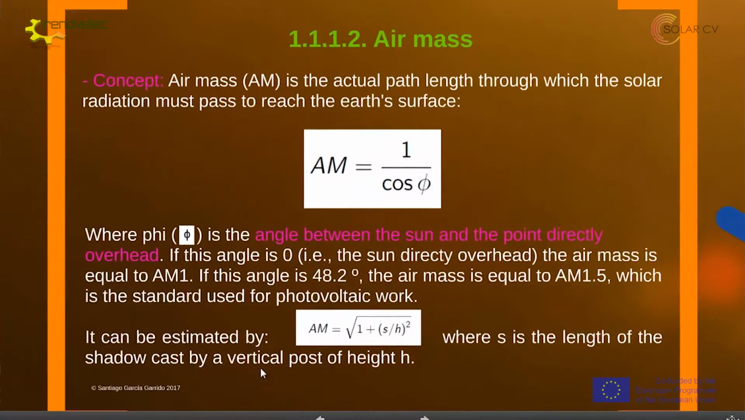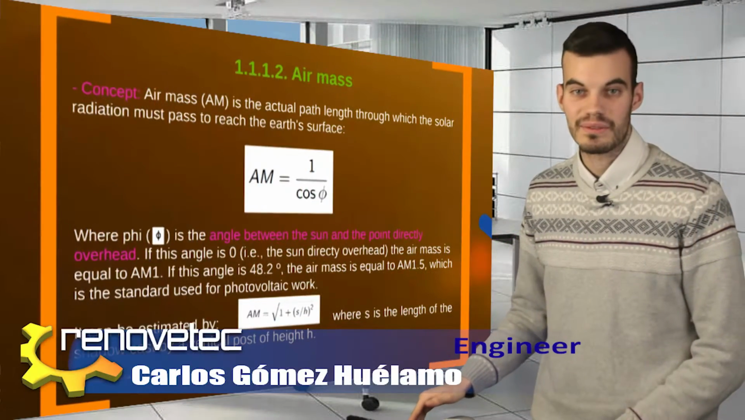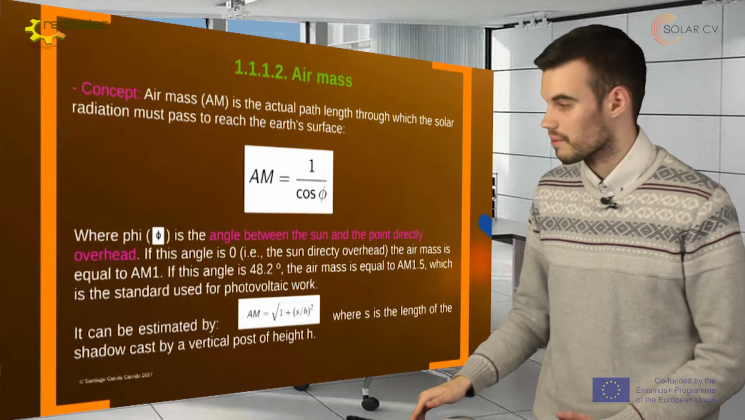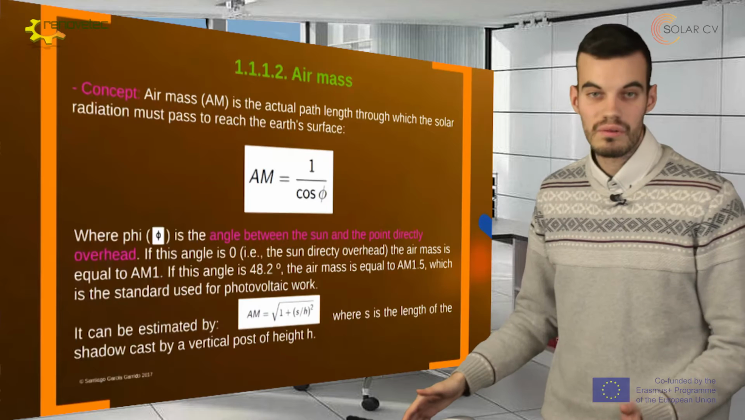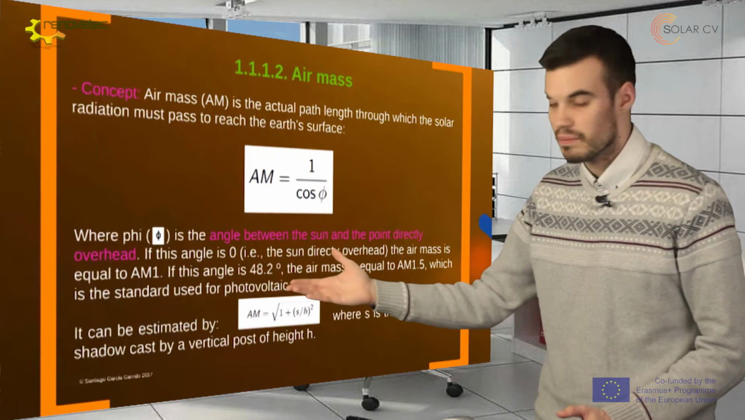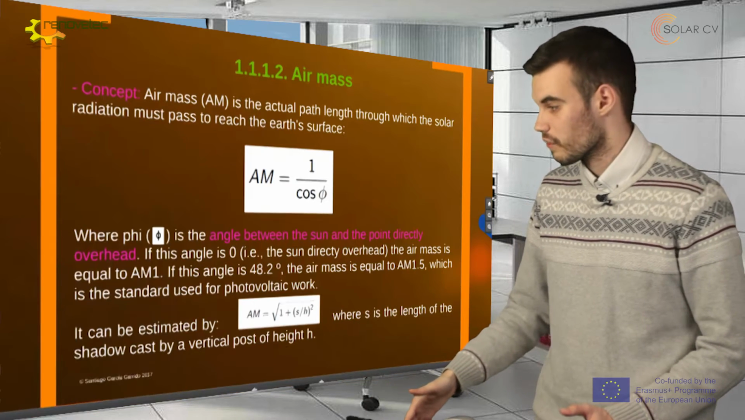Air mass is another important concept, because this is equal to the actual path length through which the solar radiation must pass to reach the Earth's surface. AM is equal to 1 divided by cosine of phi. And now we can estimate it very easily with a simple equation.